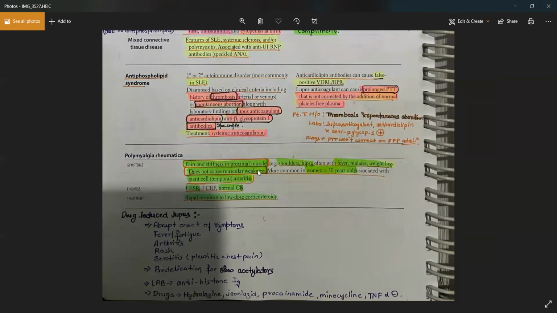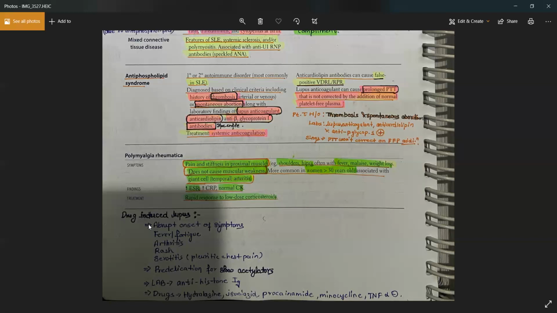You can also have drug-induced lupus. Does anyone remember why, in drug-induced lupus, you have anti-histone antibodies, while in SLE you have anti-DNA antibodies? Why do you have similar symptoms in drug-induced lupus and SLE? We talked about this in the very first lecture. Because histones are very closely linked with the DNA.